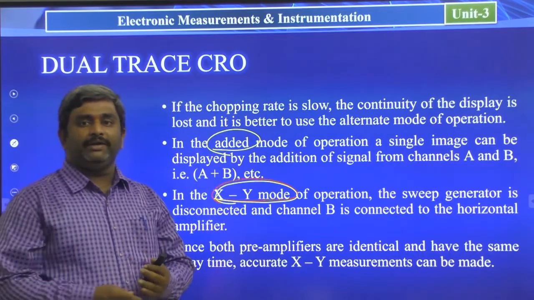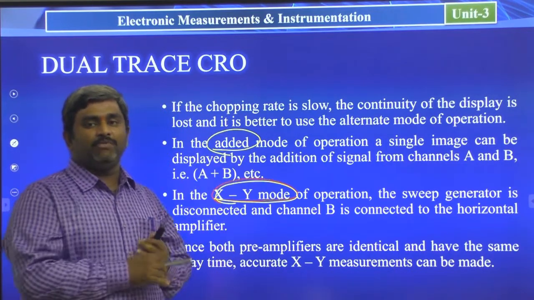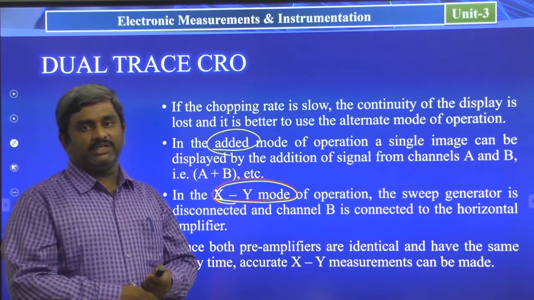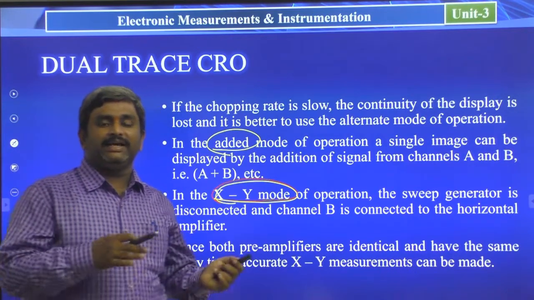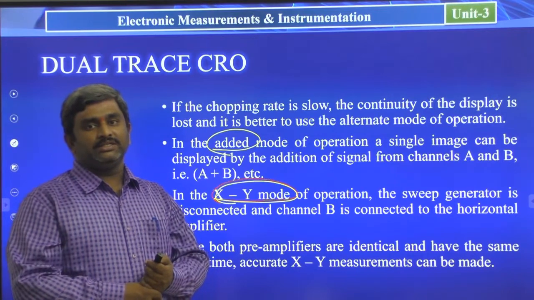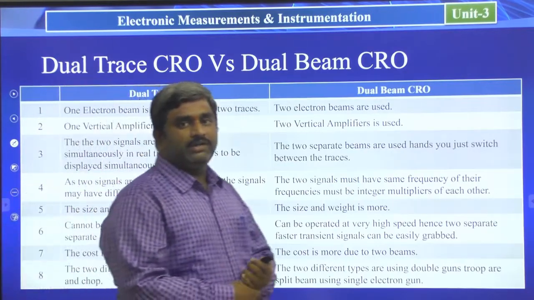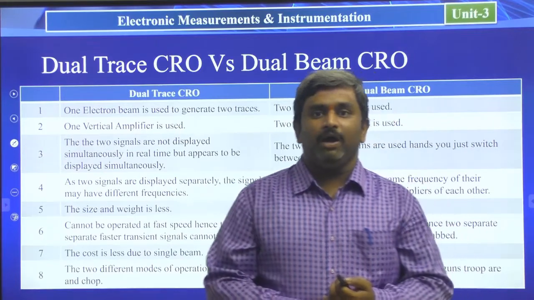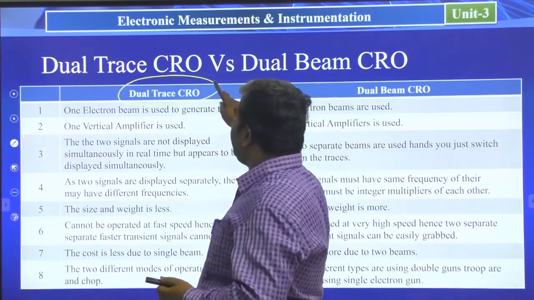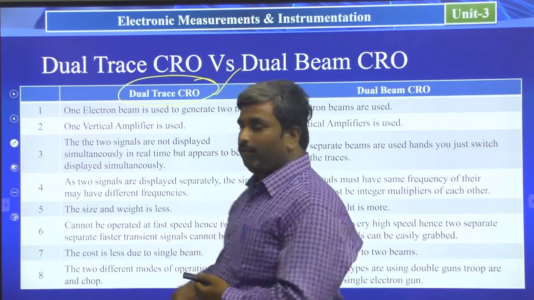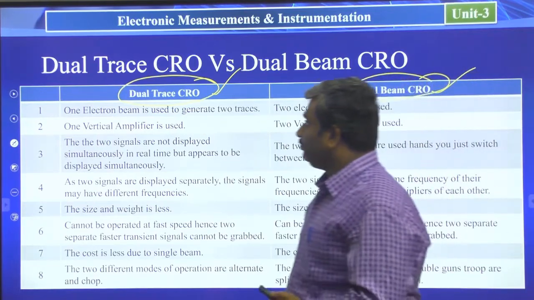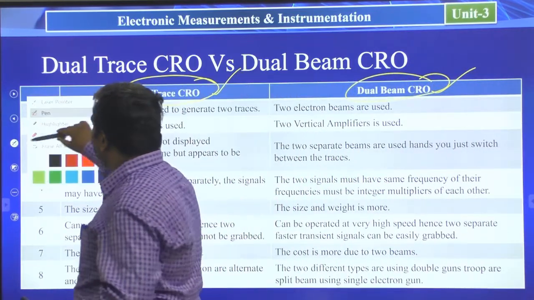Now we have completed the concepts of dual beam CRO in the last video lecture. In this lecture, we have completed dual trace CRO. Now we will take the comparison between dual beam CRO and dual trace CRO, right? So these are the differences between dual beam and dual trace CRO. The first part we are representing with the dual trace CRO, and the second part with the dual beam CRO. Okay, so let's see the points one by one.